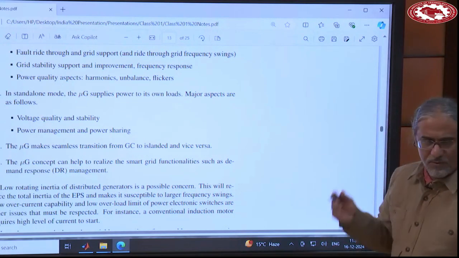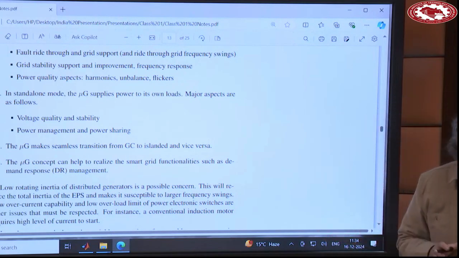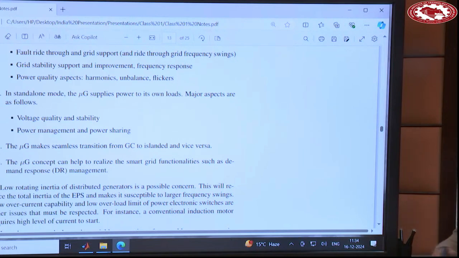Now, if you look at these properties, these are very nice properties, right? If we can manage to have them, it will solve a lot of the problems we just talked about in terms of managing distributed energy resources.